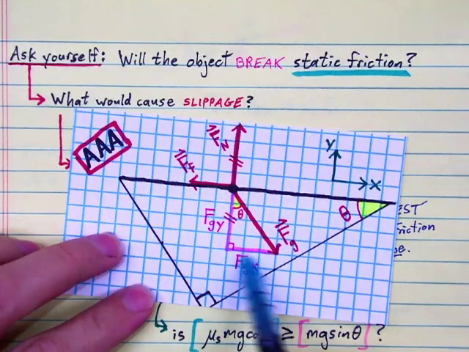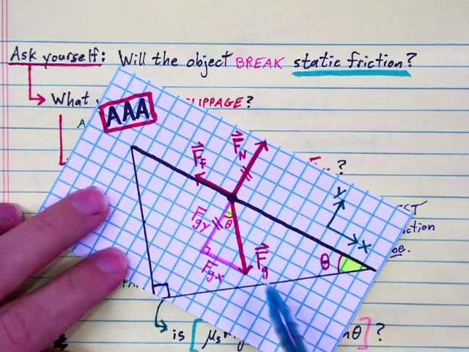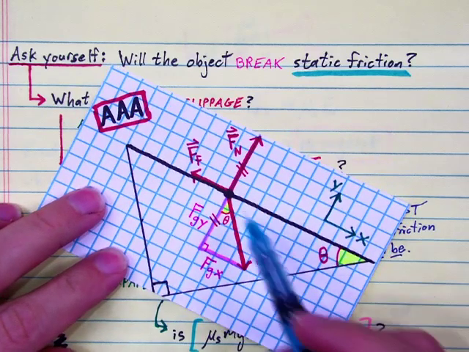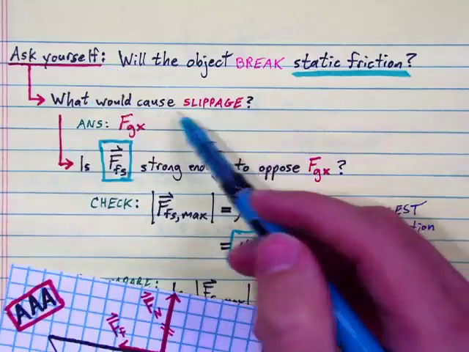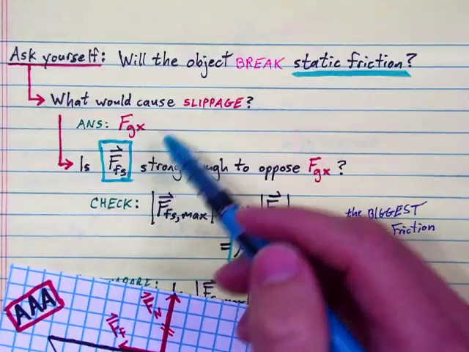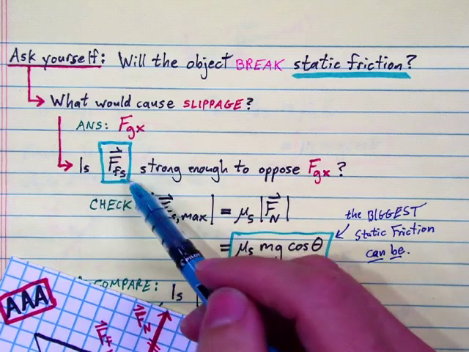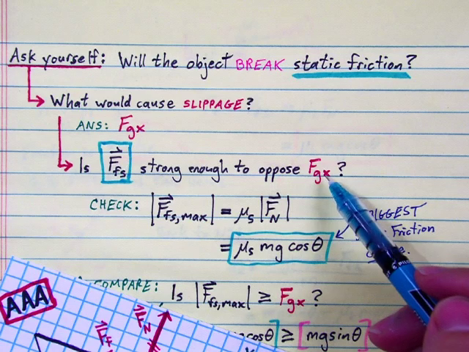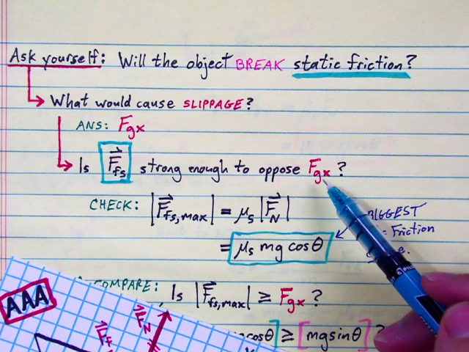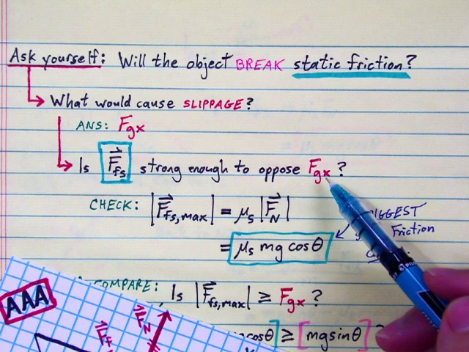What would start to cause that slippage? Well, it would be the x component of gravity right here, F_Gx, pulling the object down the ramp. That would tend to cause the slippage. And of course, static friction shows up to oppose that slippage. But is static friction strong enough to oppose F_Gx? You don't know until you check. You have to calculate numerically.